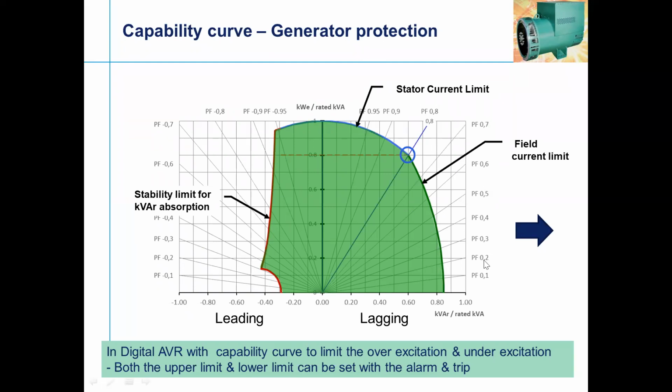That means 0.1, 0.2, 0.3, 0.4, 0.5, 0.6, 0.7. Generally, the generators are designed to work from 0.8 to the lower power factor. Of course, you can ask me the question, why not to unity? Yes, it can work for unity.